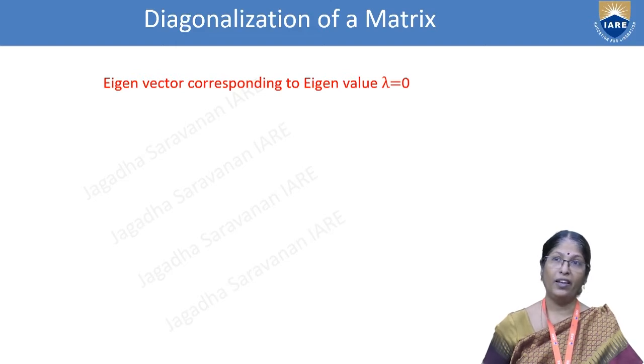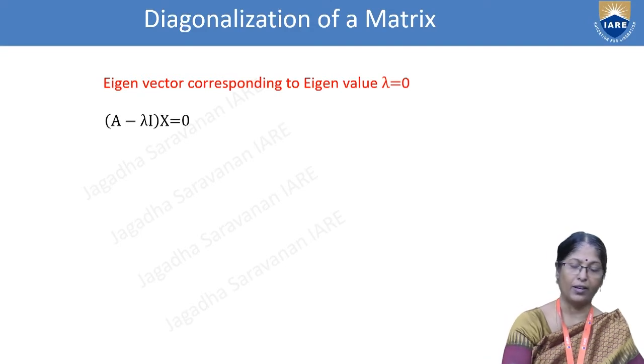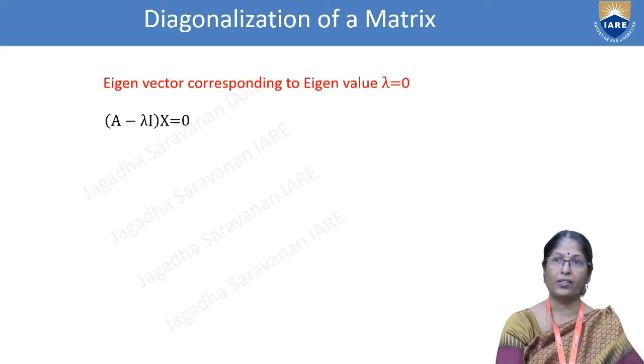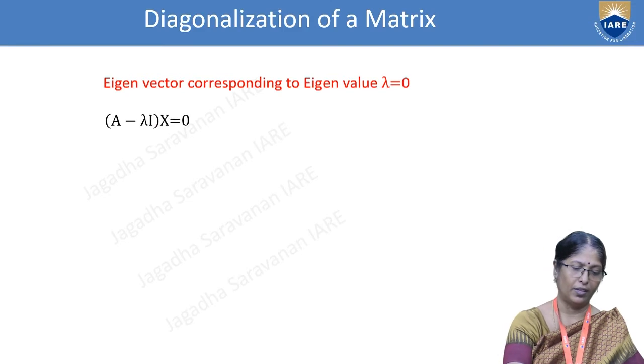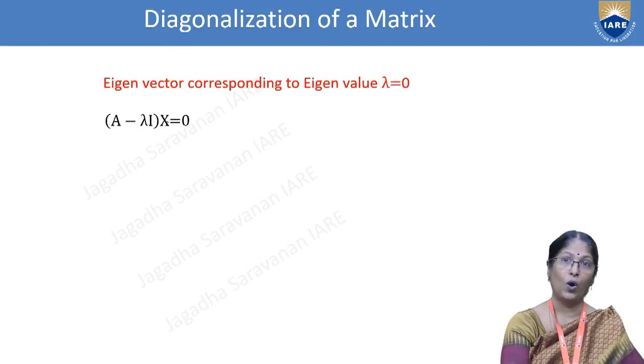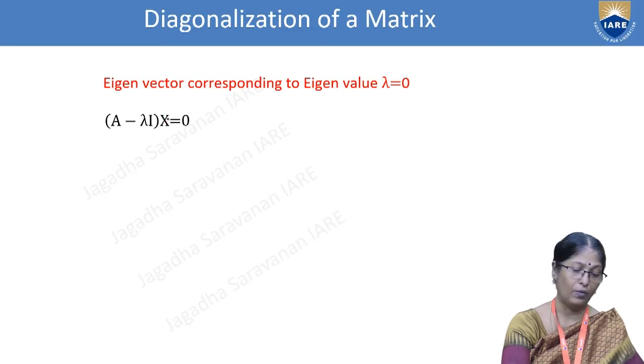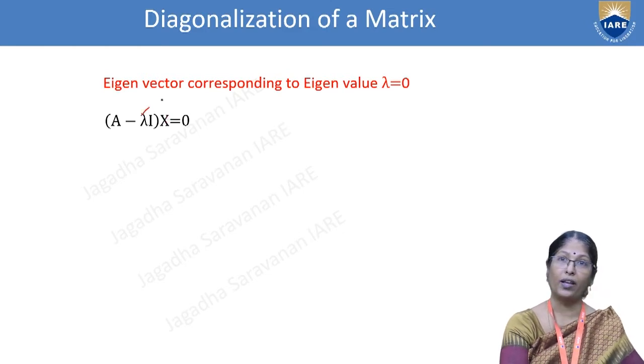Now we found the eigenvalues. For these eigenvalues, corresponding eigenvectors we have to find. First, when lambda equal to 0, what is the eigenvector we can see? So this is the thing, A minus lambda I into x equal to 0. That is, the non-zero solution of the homogeneous system is the eigenvector corresponding to the eigenvalue of the matrix A.